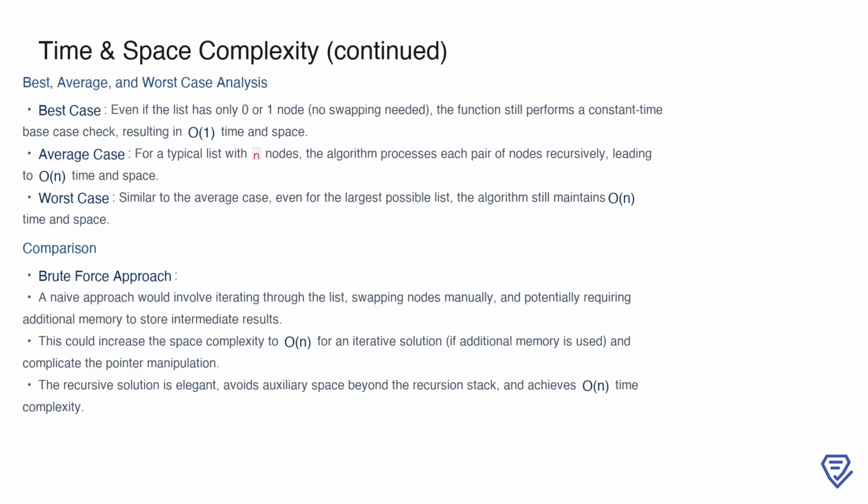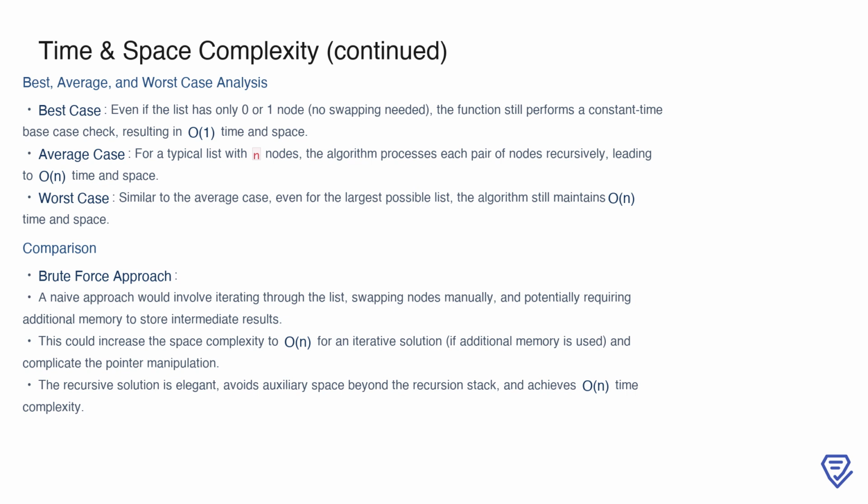Now let's analyze the best, average, and worst cases for this algorithm. In the best case, if the list has 0 or 1 node, no swapping is needed. The function still performs a constant time base case check, resulting in O(1) time and space. For the average case, when the list contains n nodes, the algorithm recursively processes each pair of nodes, leading to O(n) time and space. The worst case is essentially the same as the average case, as the algorithm maintains O(n) time and space even for the largest possible list.